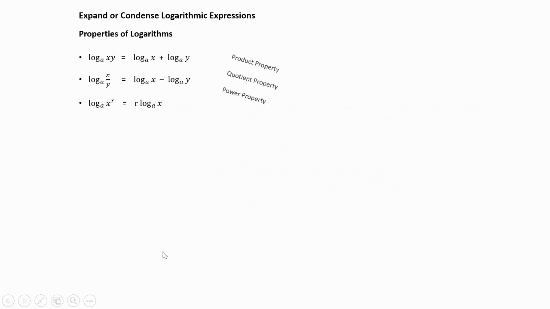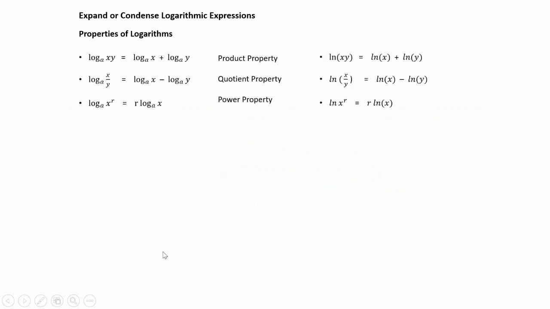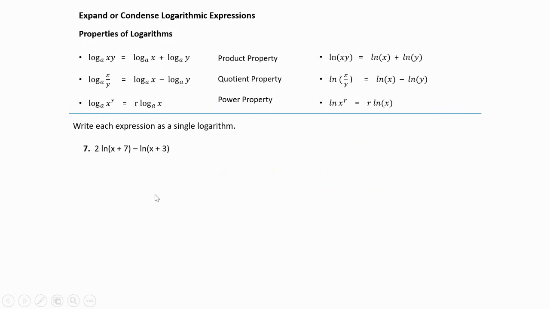Now let's try one more here. Again, here are my properties. Write this expression as a single log. Now you have to go the other way. It's not going to be expanded, it's going to be condensed. You have to condense it into a single log.